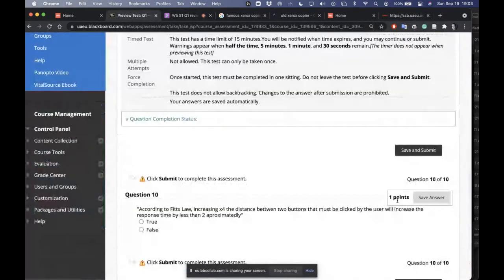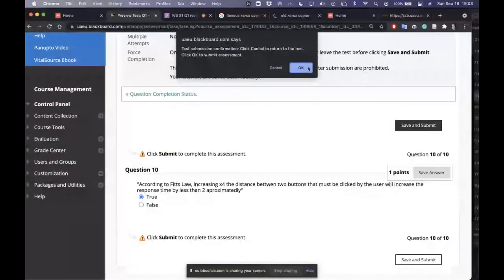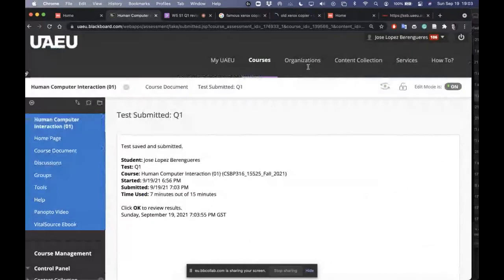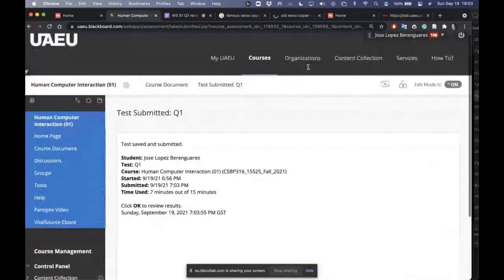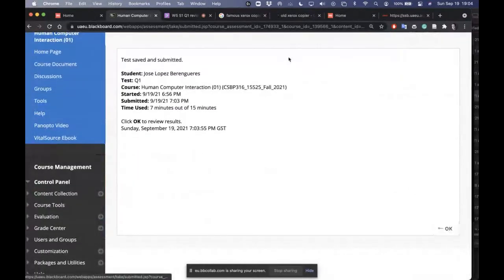According to Fitts's law, increasing 4 times the distance between two buttons that must be clicked by the user will increase the response time by less than 2 approximately. That is true, right? Yes, approximately. Very good. Fantastic. Wonderful. Congratulations. There's a few people that got it.